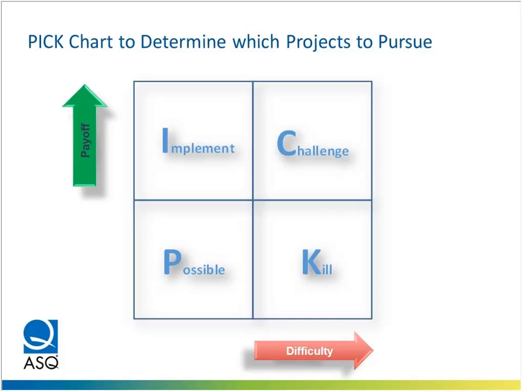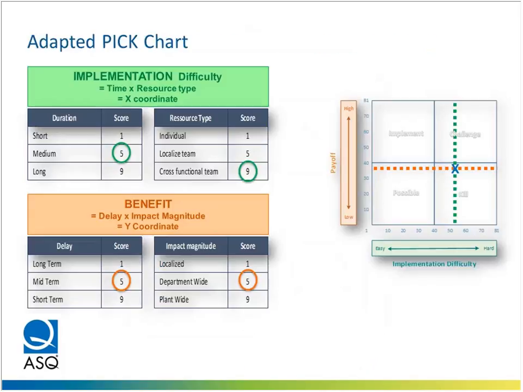How do we use all this information? Let's go to the next slide. We're going to adapt this. For each of those 20 problem statements that we've created, we will ask the following questions. The first thing we're going to do is determine where would they fall on the implementation difficulty. We have arbitrarily decided to create implementation difficulty and make it a little bit more mathematical. We've decided the difficulty is the time multiplied by the resource type that you need to implement it. As you can see, we will ask, will it take a long time, medium time, or short time to implement the solution?